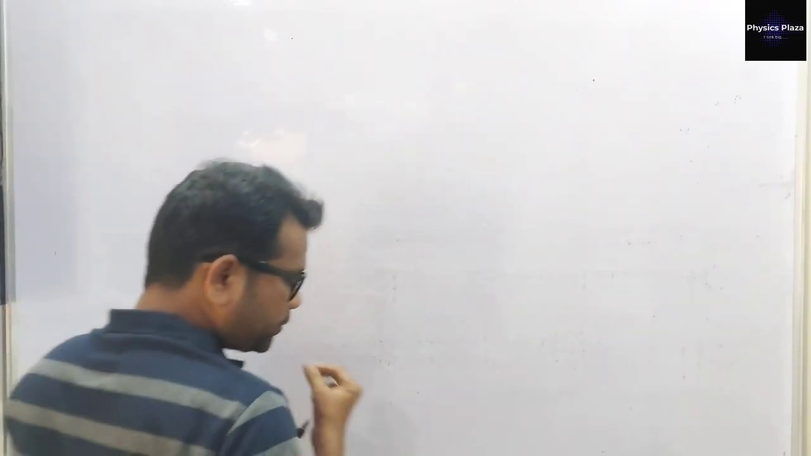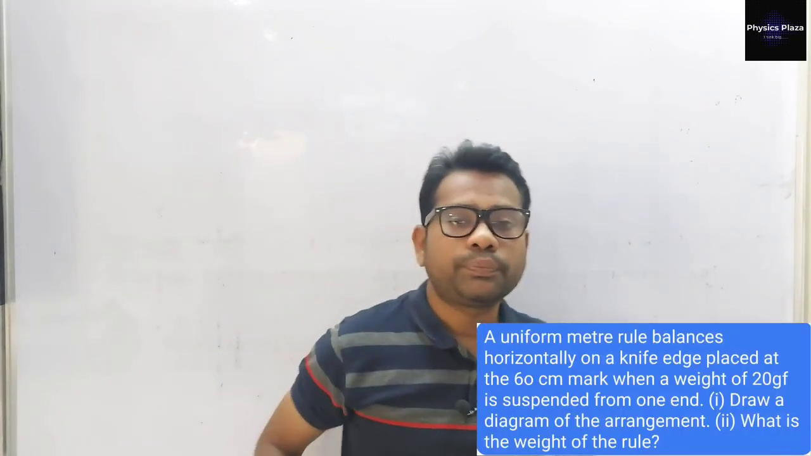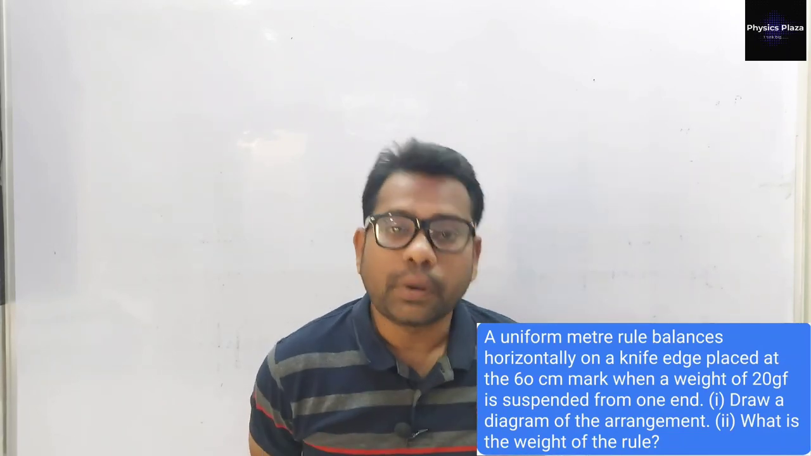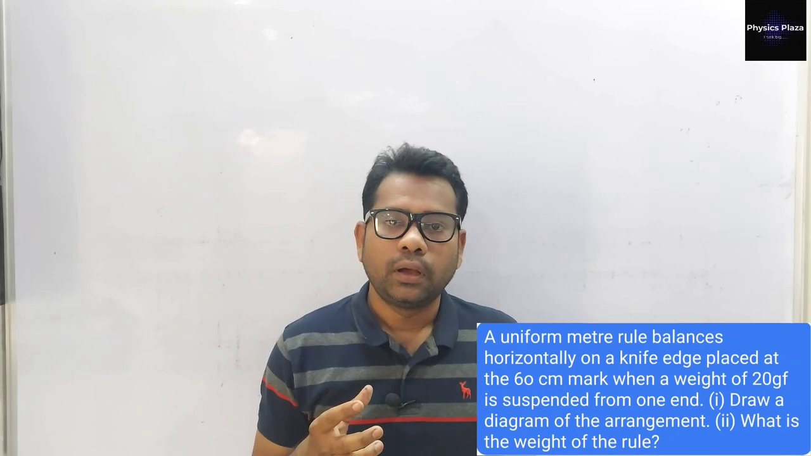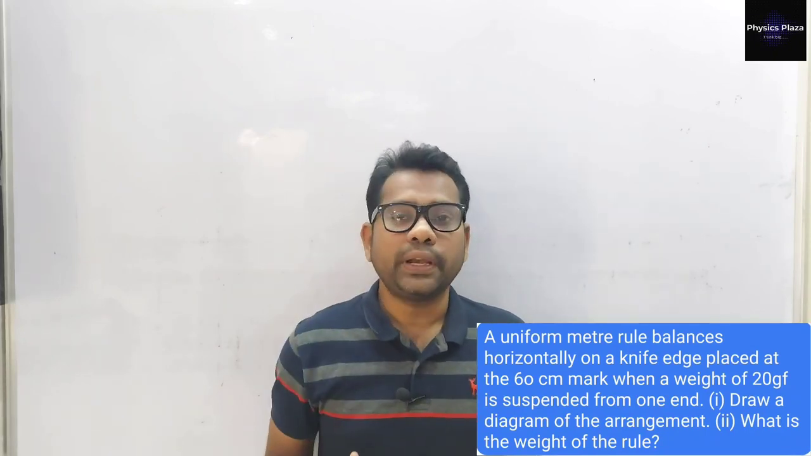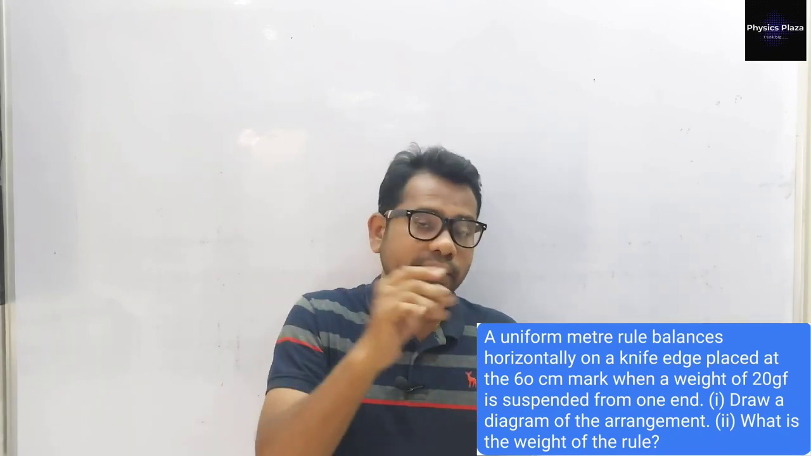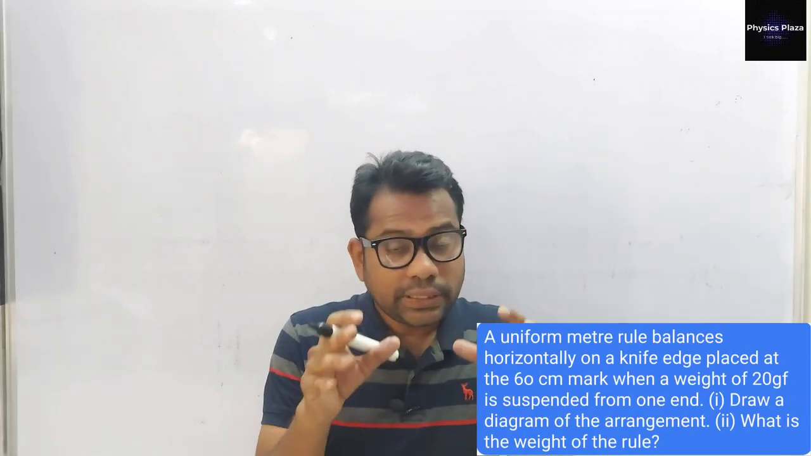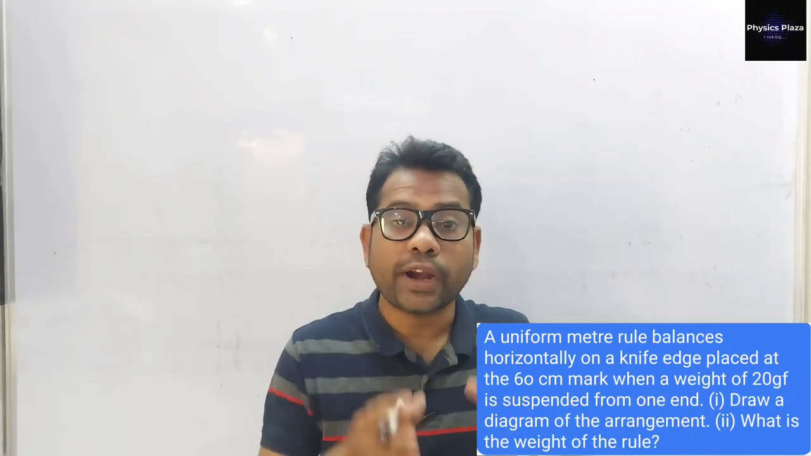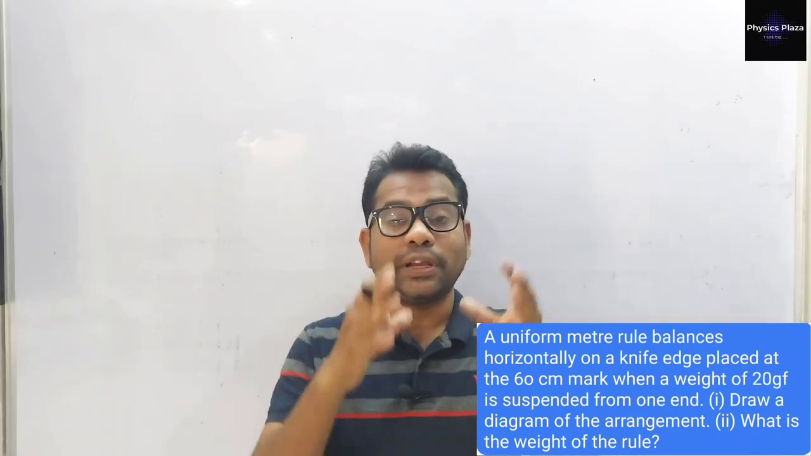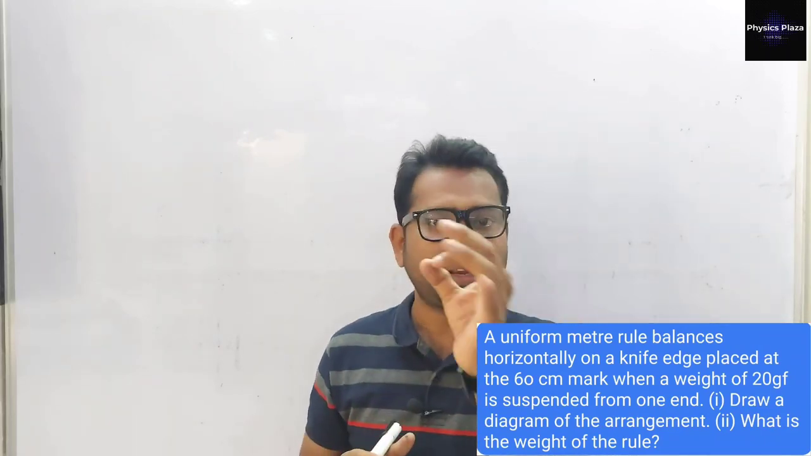Suppose a uniform meter rule is pivoted at the 60 centimeter mark, and in order to balance it, a 20 gram force is suspended at one of its ends. Then they will ask us to draw the diagram required, and they also will ask us to find the weight of the meter rule, that is the weight of the uniform meter. Children, the diagram is very important.